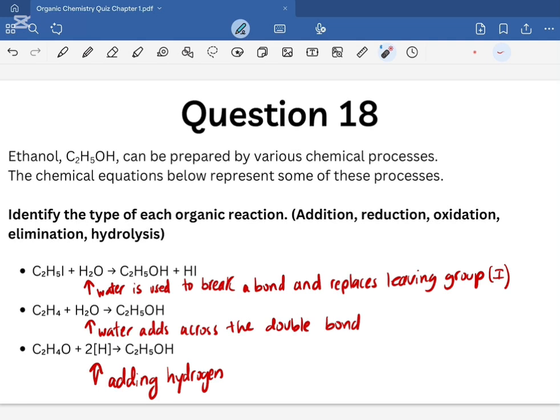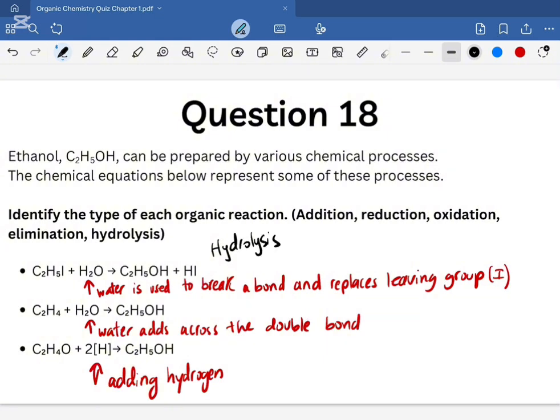Ethanol, C2H5OH, can be prepared by various chemical processes. The chemical equations below represent some of these processes. Identify the type of each organic reaction, whether it's addition, reduction, oxidation, elimination, or hydrolysis. For the first one, we have C2H5I plus water, giving ethanol plus hydrogen iodide. So over here, water is used to break a bond, and it's going to replace the iodine. And whenever we have water being used to break a bond, we refer to this as hydrolysis.